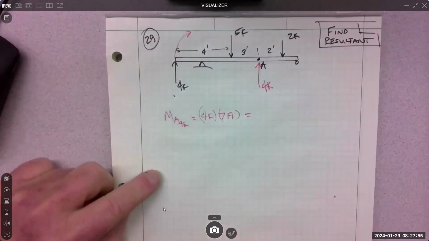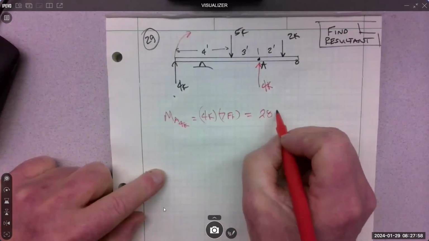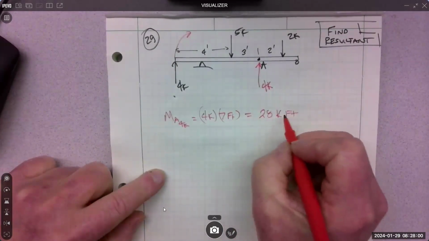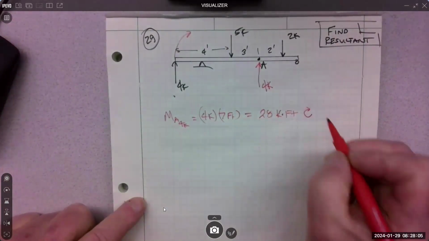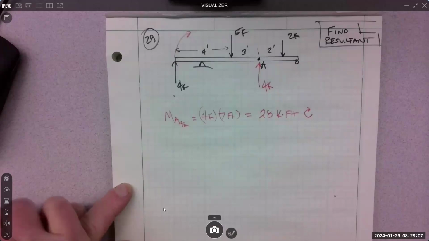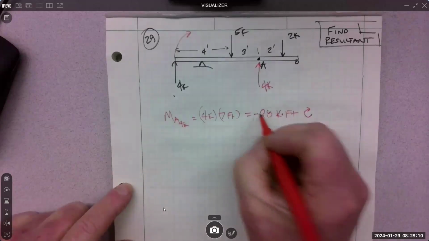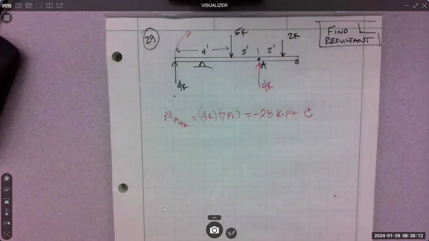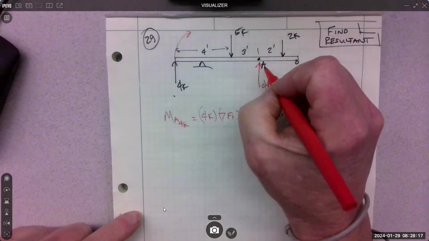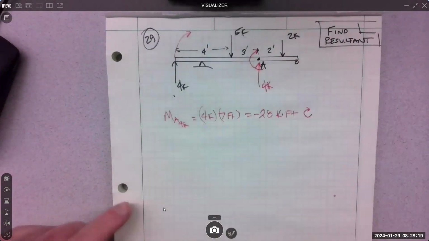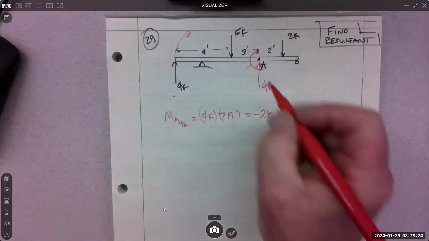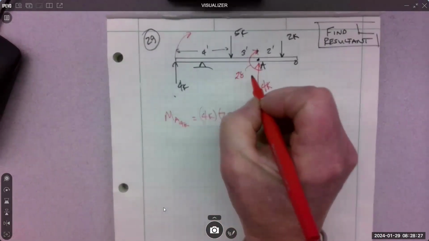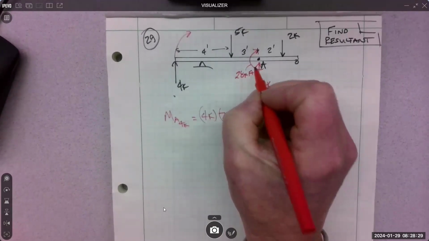What's that number? 7 times 4 is 28. Kip feet, not kip per feet, but multiplying those. And what's that rotation? I already drew it up above, but it is clockwise, negative. So once you do that, you put it in. Graphically, we can put it in with a rotation arrow that stands for moment, and then 28 kip feet.